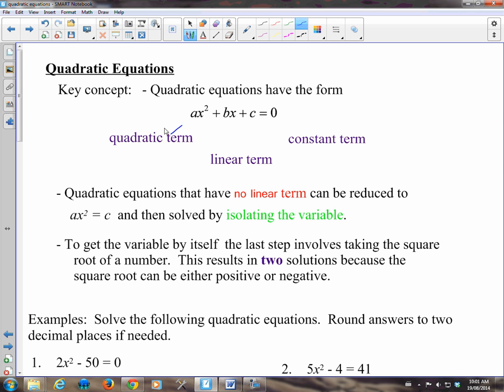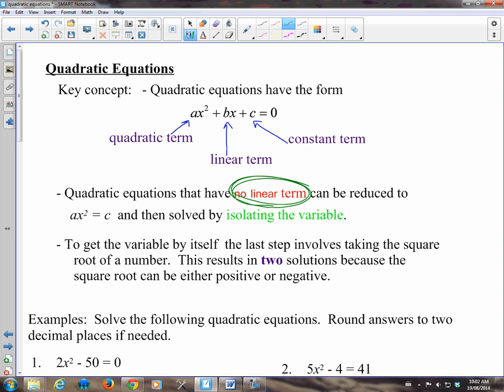It has a quadratic term, it has a linear term, and it has a constant term. You'll notice the quadratic term has an x squared, the linear term has just an x, and the constant is just a number, and it has to equal something. So quadratic equations that have no linear term are special. If they have no linear term, they can be reduced to ax squared equals c. Can be reduced to the quadratic term equaling a constant.